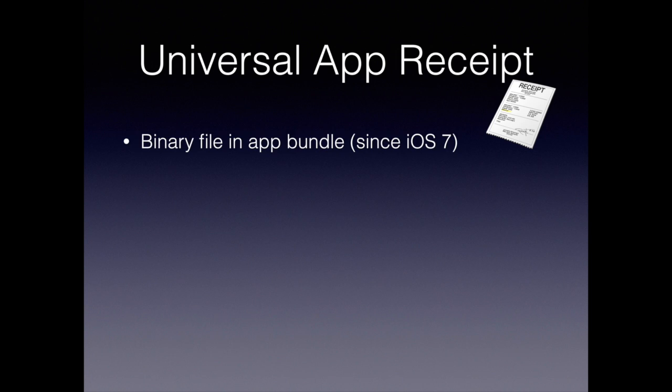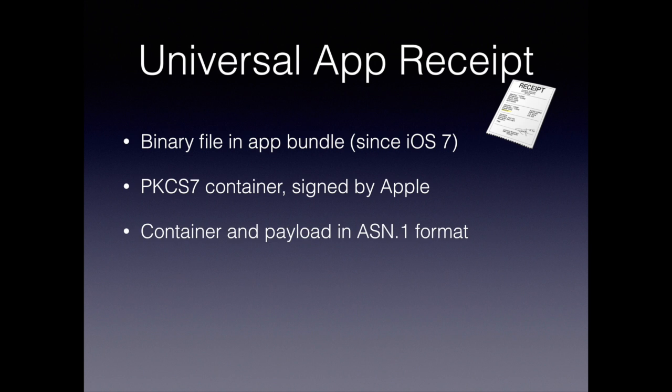Now, the thing that I've mentioned before several times is this concept of the receipt. So what is this receipt? The full name of it is Universal App Receipt. And the Universal App Receipt is a binary file that's in the app bundle since iOS 7. It's a PKCS7 container with a signature by Apple to make it impossible to fake. Container and payload are in ASN1 format.